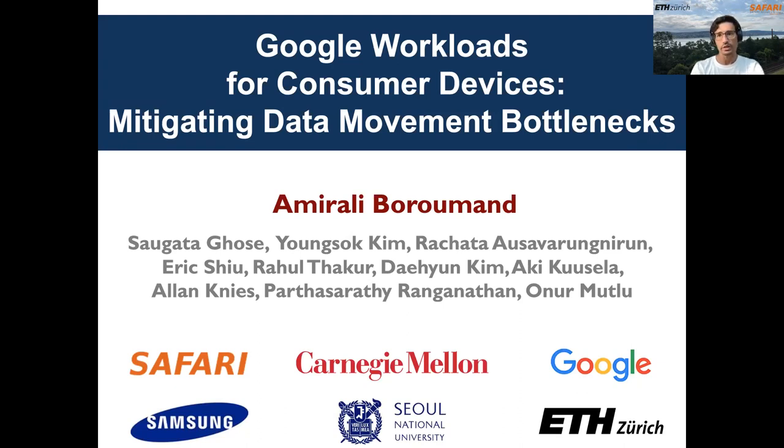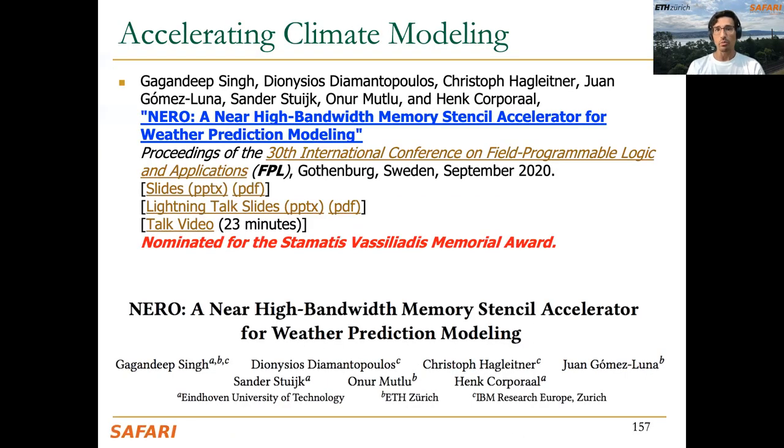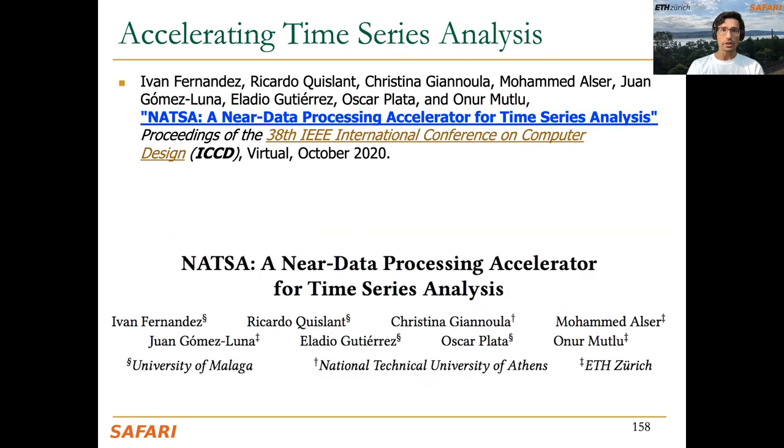In the consumer devices, this is one work that we mentioned in the previous lecture, how Google consumer applications can benefit from processing in memory systems. Also, how to accelerate climate modeling using processing in memory systems, the neural accelerator that proposes a near high bandwidth memory FPGA-based accelerator for weather prediction modeling, or time series analysis, which is also an extremely memory bound operation that can benefit from processing near memory or processing in memory, as we propose with the NATSA accelerator.